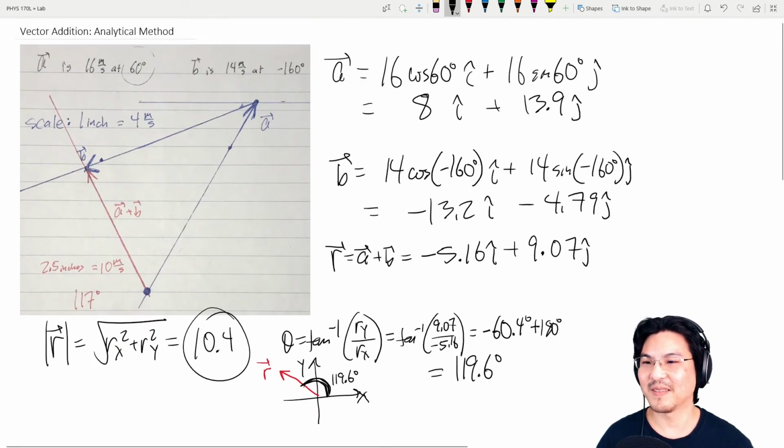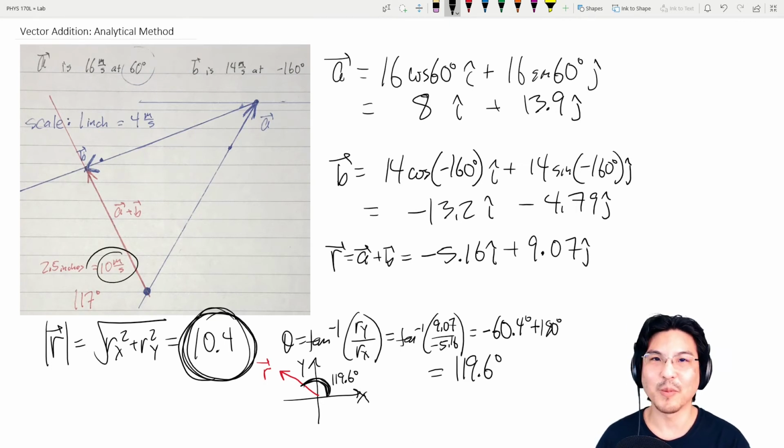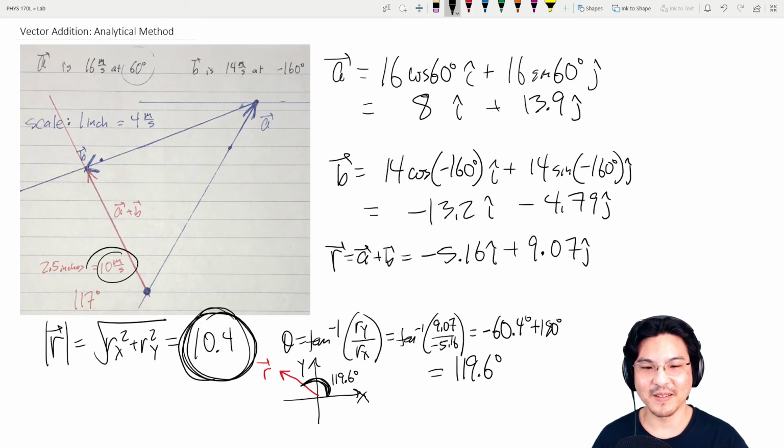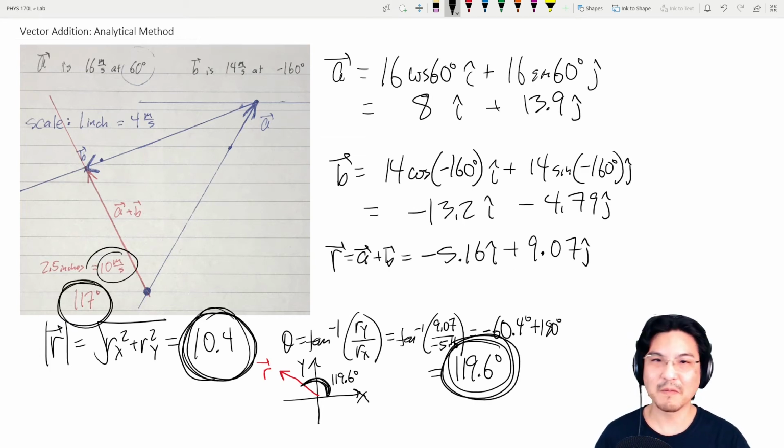Let's look at the other example. The magnitude was 10.4. Using ruler and protractor, we got 10. It's not too bad. Analytically, the correct answer is 120 degrees. We got 117 using ruler and protractor. Not so bad.